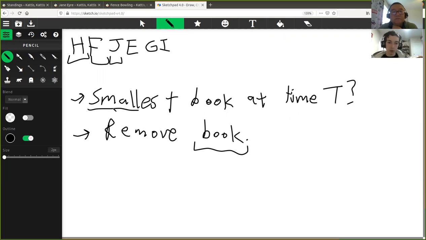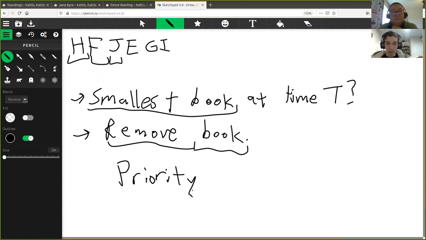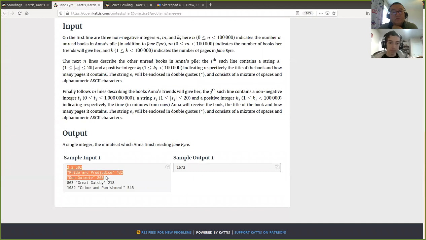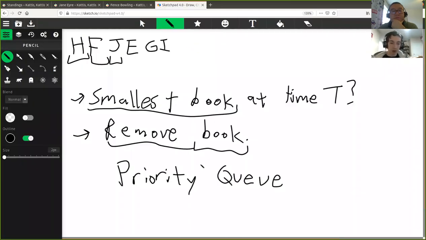And the way to remove the smallest book is very similar to the operations that you do on a priority queue. Or you could just sort them. I guess you don't need a priority queue, but this is what I did. Essentially, I start with just the books that are in my pile. Then every iteration, I insert all of the books that are before the current time into the priority queue. Then I choose the alphabetically smallest one, add its number of pages to the current time, and just repeat like that until Jane Eyre comes up.